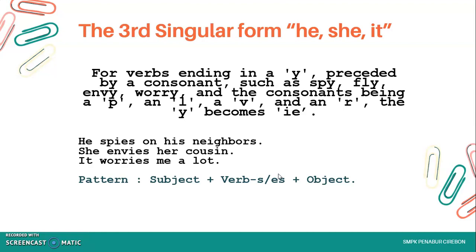Okay, and then next, for verbs ending in a Y preceded by a consonant such as pie, fly, angry, worry, and the consonants being a P, an L, a V, and an R, the Y becomes IE. Here are some examples. His spouse and his neighbors. The boys, her cousin, it worries me a lot. And that's the pattern, subject, verb plus s, and then object.